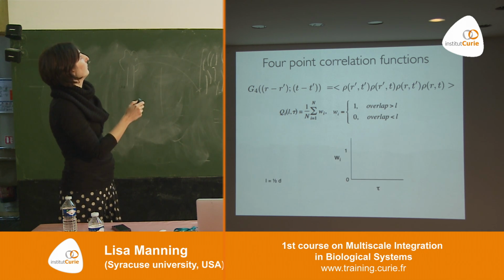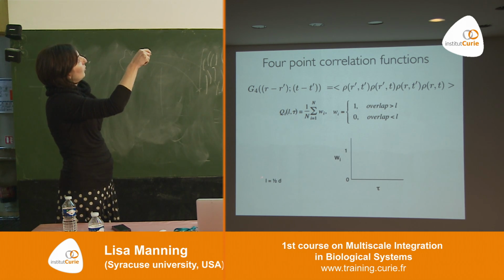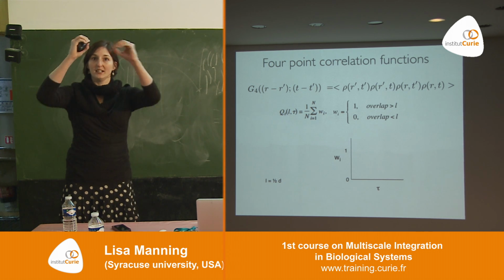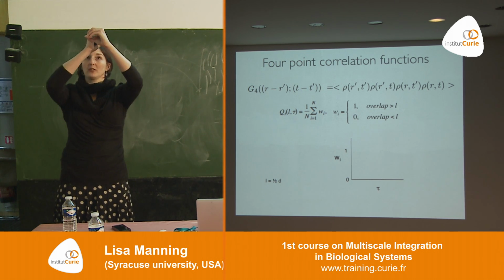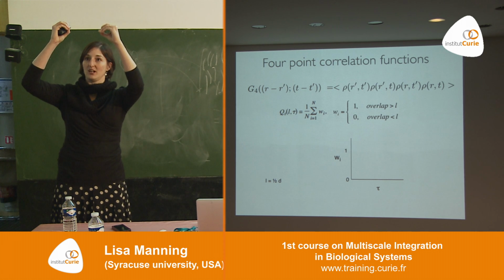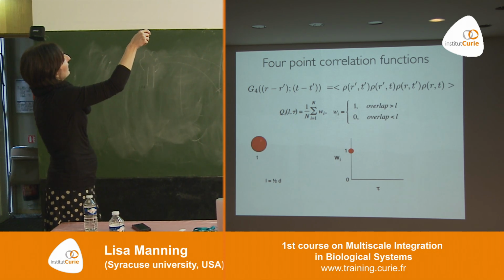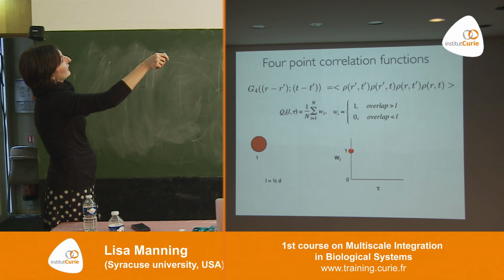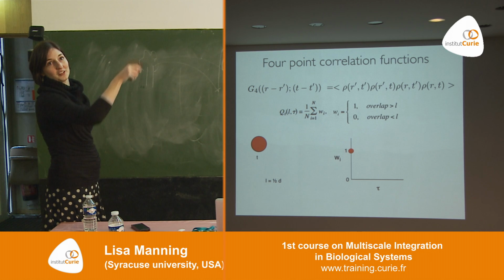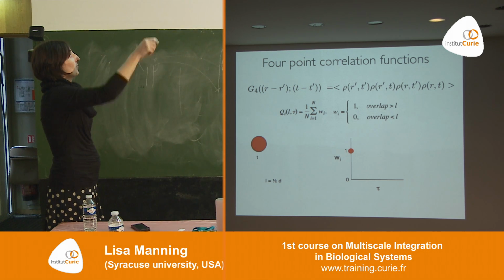So let me show you what that means. If I pick an L which is 1/2 the particle diameter, that means that if the particle doesn't overlap with itself anymore, then it's 0, and if it overlaps, it's 1. So here's the particle at time t, and of course, if I look at it 0 away from t, it is exactly where it started. So this overlap parameter has to start at 1.